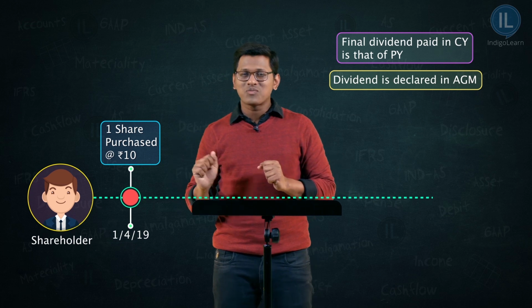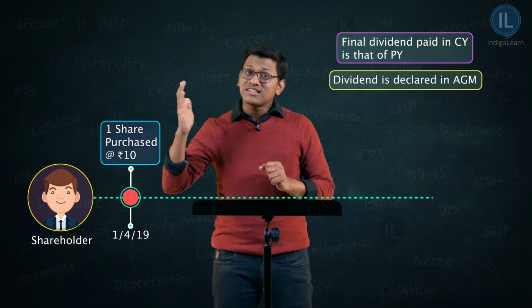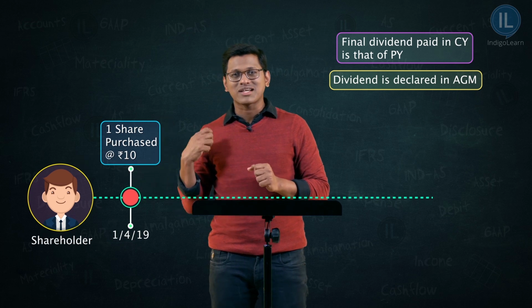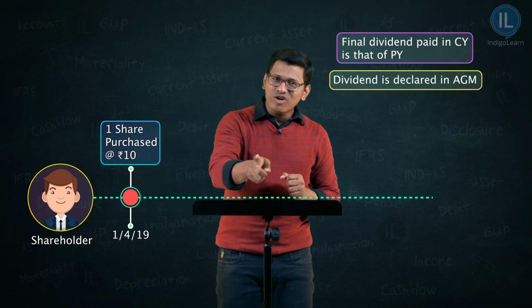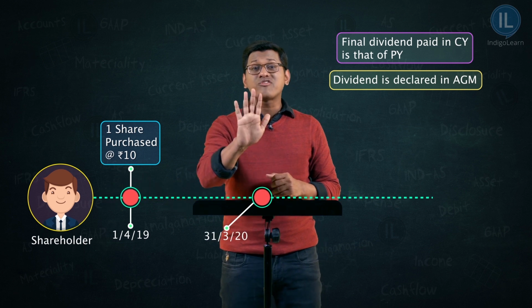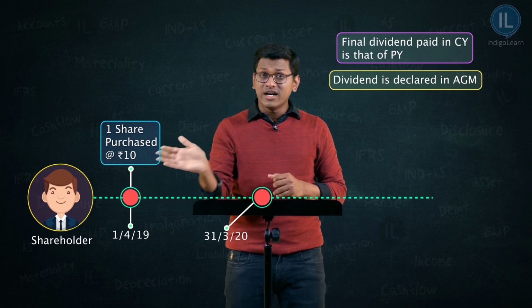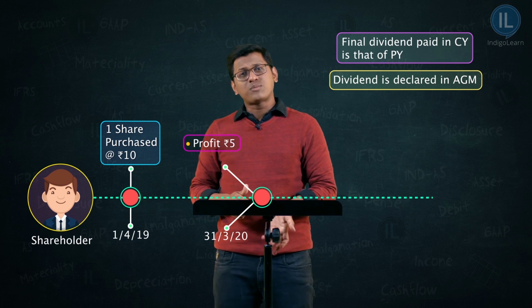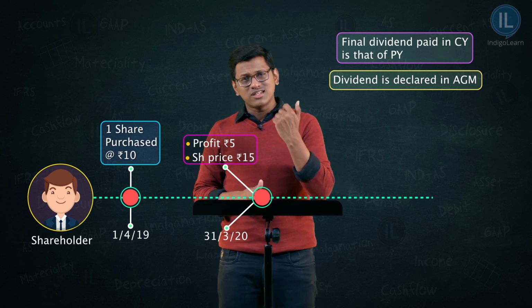Now, when I purchased the share of the company, it was 10 rupees. I paid 10 rupees and purchased the share. At the end of the first year, the company earned profits of 5. Listen carefully, the company earned profits of 5. The share price moved up to 15 rupees. We are on 31st March.